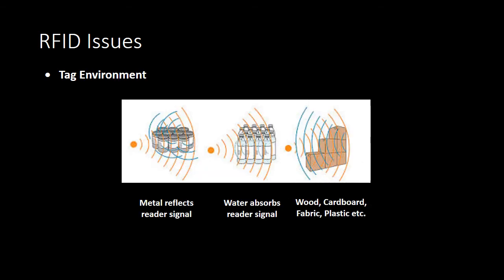Tag environment. If the tag is around a lot of metal, this will reduce the read range as metal will reflect the RF signal, causing interference. If the tag is in a high water environment, the water will absorb the RF signal and reduce the read range. Choosing the right tag for the application is important.